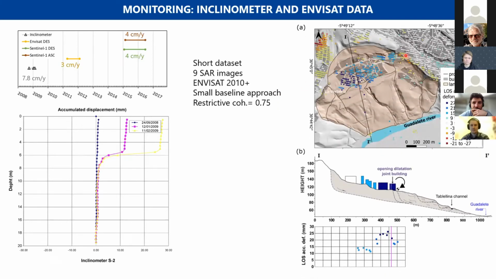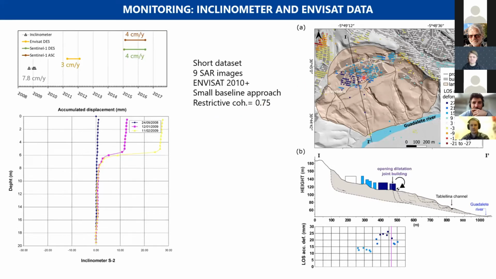The DInSAR analysis was performed with a very short data set, just 9 SAR images. Those images were taken in the project called ENVISAT 2010+. In this period of time, the ENVISAT satellite was supposed to not be working, but it did. So we took these images from this period, and also the incidence angle was slightly different from previous images. We chose a small baseline approach to generate a large enough set of interferograms and used restrictive coherence.